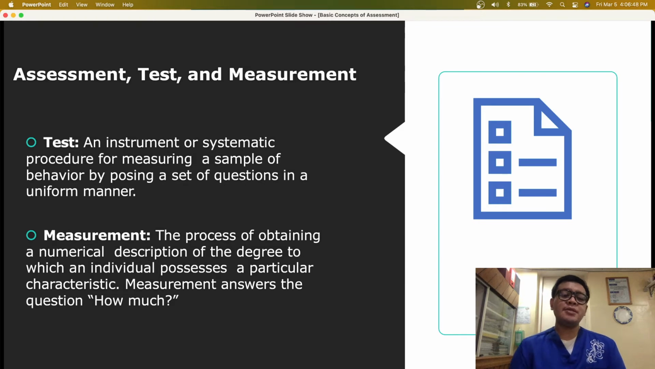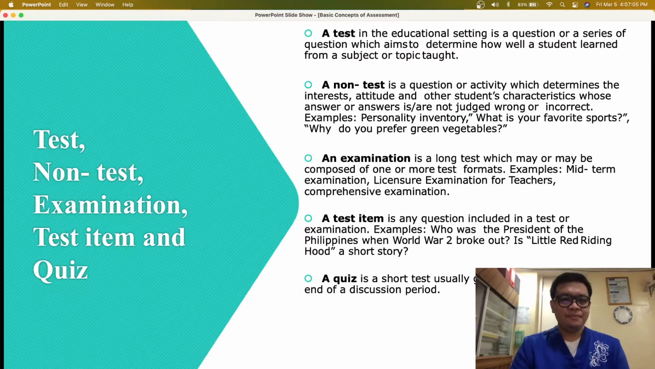Measurement is the process of obtaining a numerical description of the degree to which an individual possesses a particular characteristic. So measurement answers the question how much. It's more into how we quantify the learning of our students. So, test, non-test, examination, test item, and quizzes.